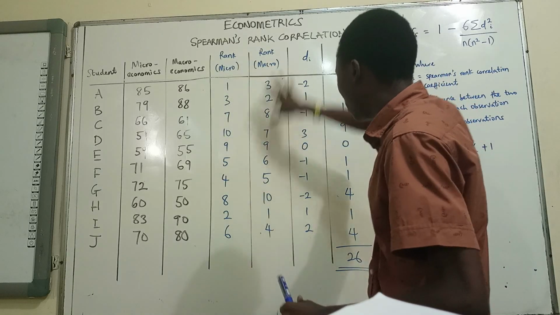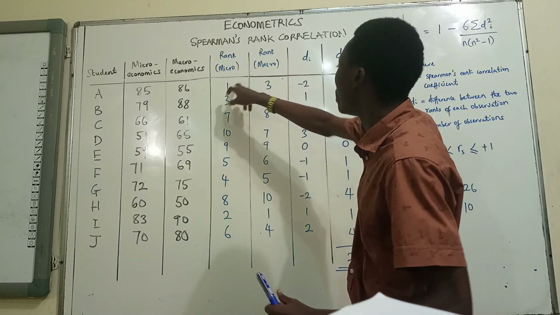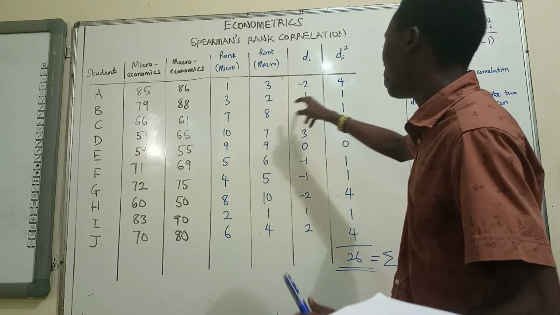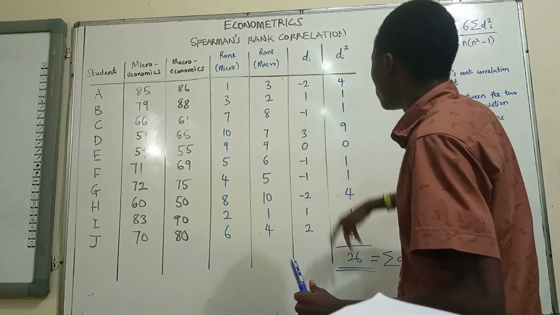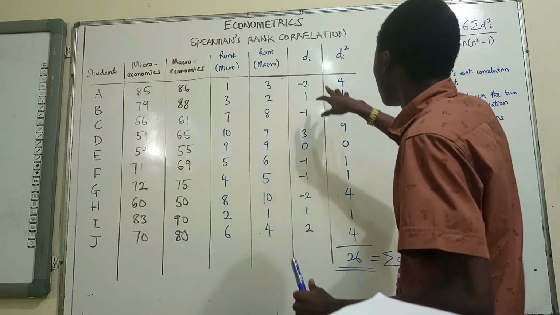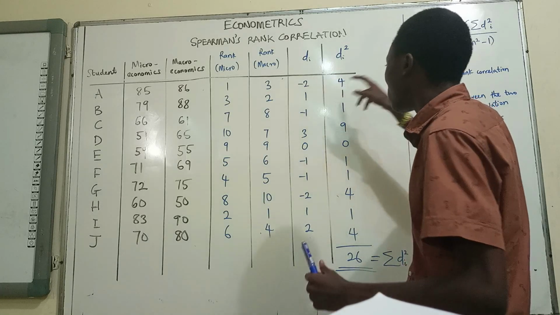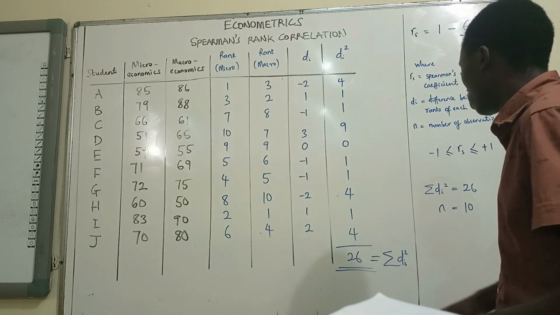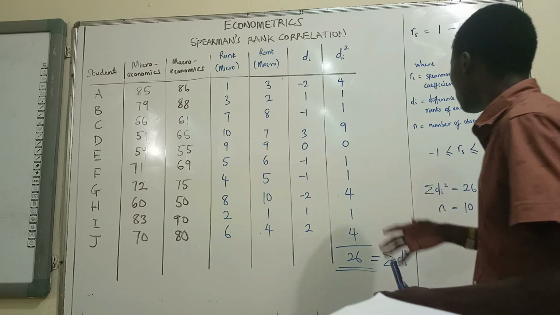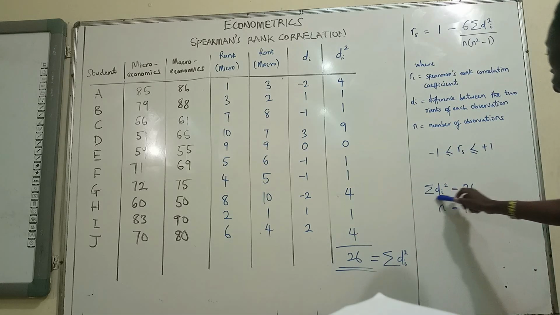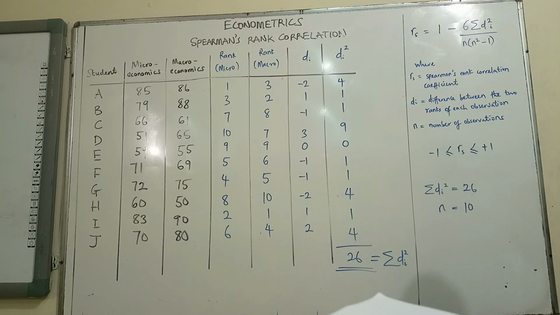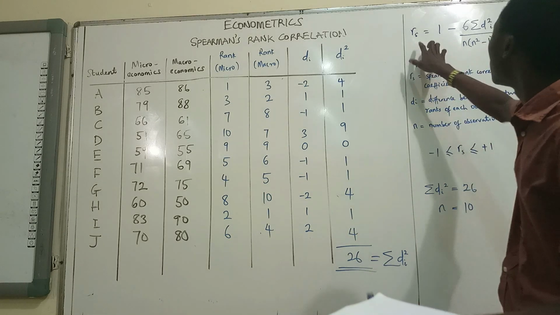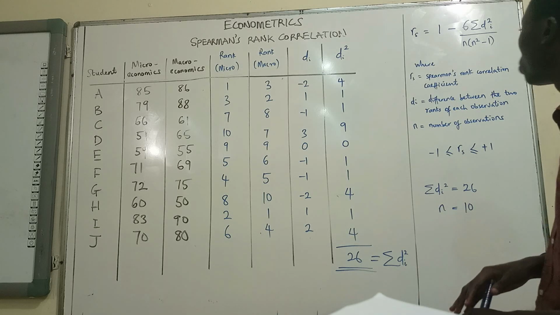So now that we've ranked them, we'll take the difference, and difference is simply 1 minus 3, 2 minus 2, 3 minus 2, 1, 7 minus 8 is minus 1, on and on. Then we square this difference, the difference between the paired ranks. So 4 minus 2 is minus 2, squared is 4, 1 squared is 1, on and on, and we sum to get the summation of the squared differences. So with that, we already have the summation of squared differences as 26. We have the number of observations as 10. Easily we can calculate our Spearman rank correlation coefficient.